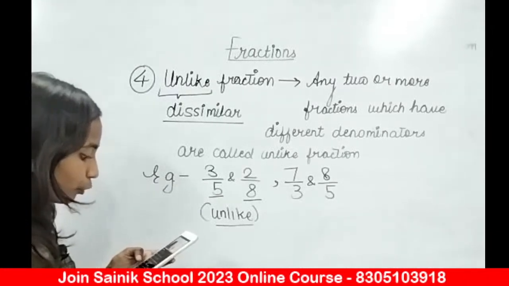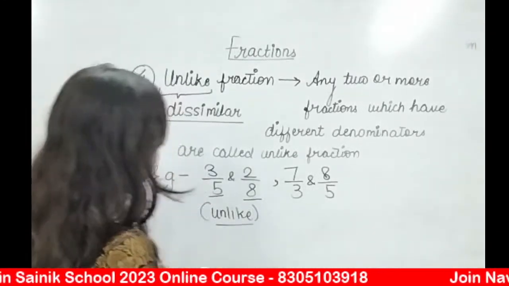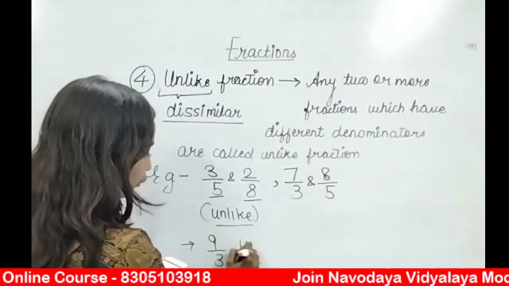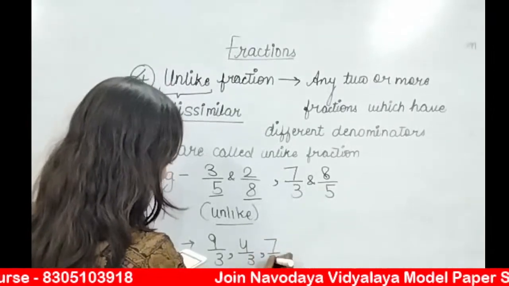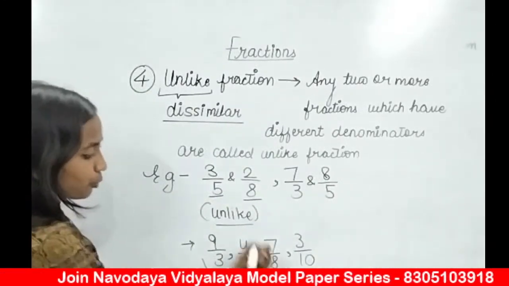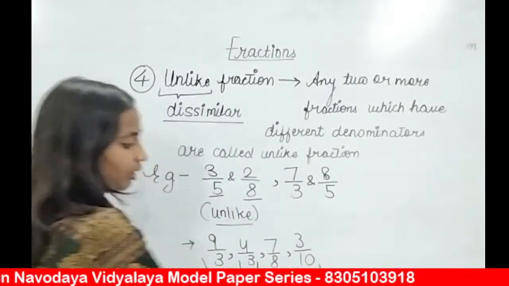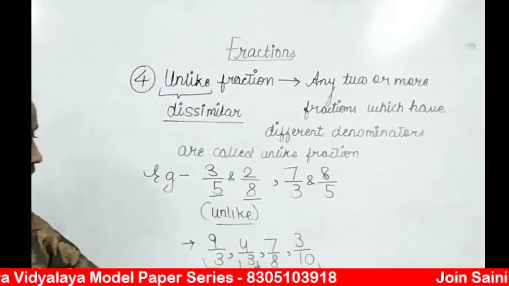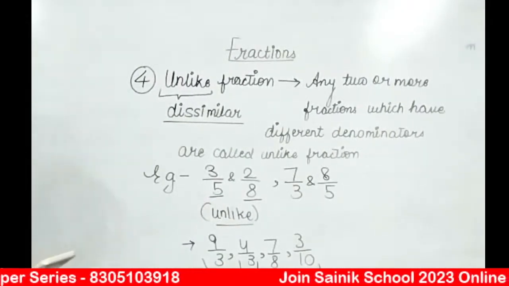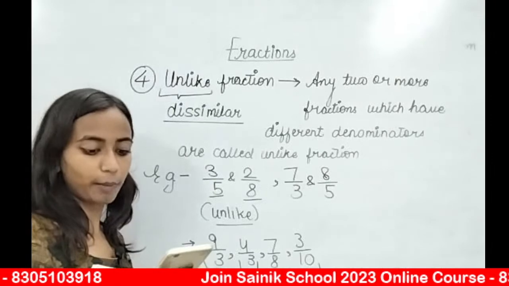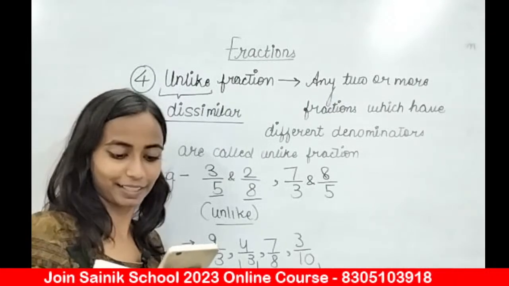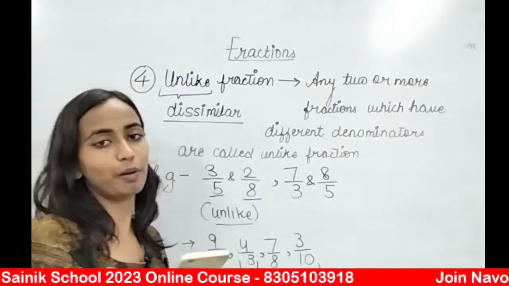9 by 3, 4 by 3, 7 by 8 and 3 by 10. So, your example, Kushal, 9 by 3, 4 by 3, 7 by 8 and 3 by 10. In this, these two are like fraction, these three are unlike fraction. 4 by 5 and 5 by 7. Okay, good. 5 by 4 and 4 by 6. Correct. It's okay, Deepti. No need to say sorry. Khushi, 5 by 4 and 4 by 9. Correct. 9 by 4, 4 by 7. 2 by 6, 5 by 3.